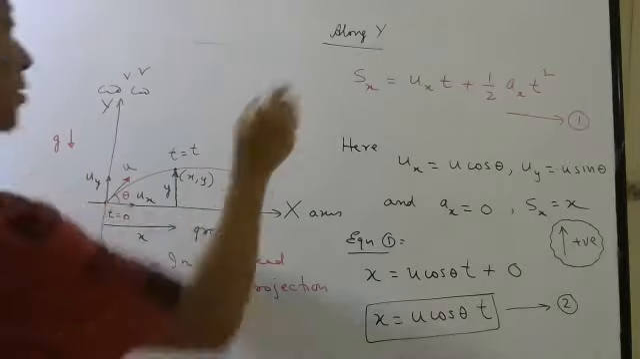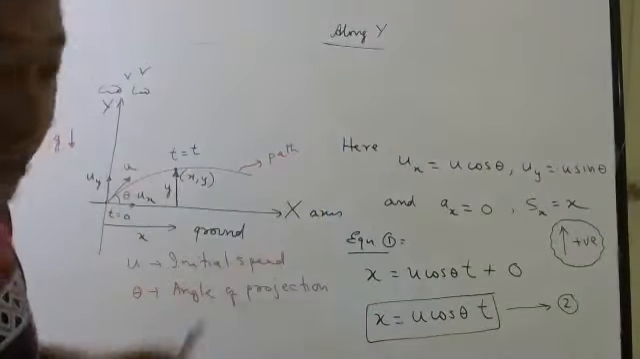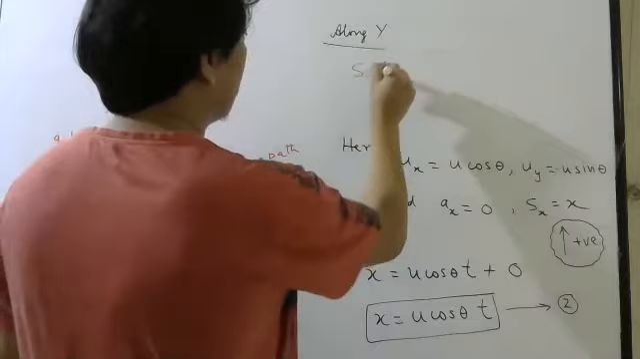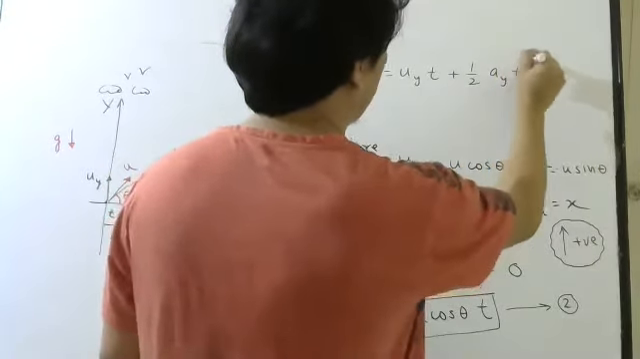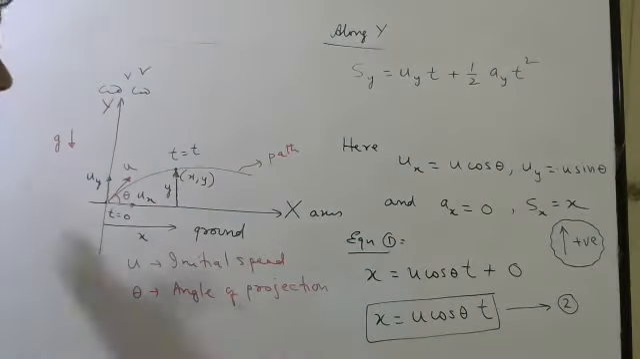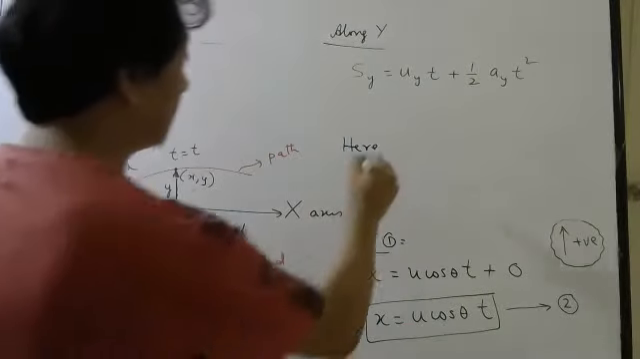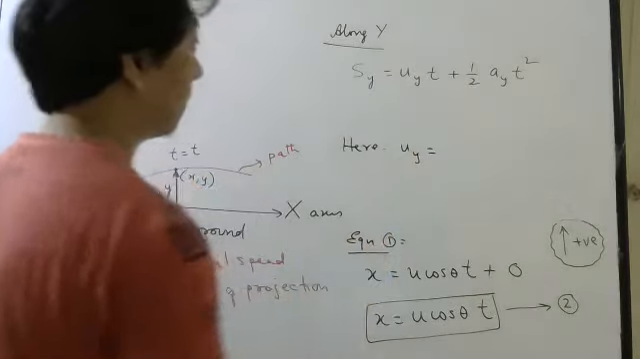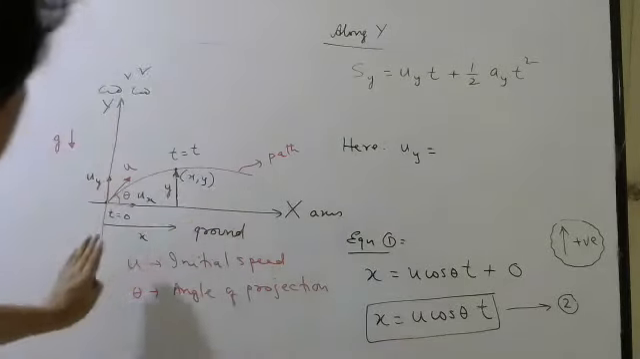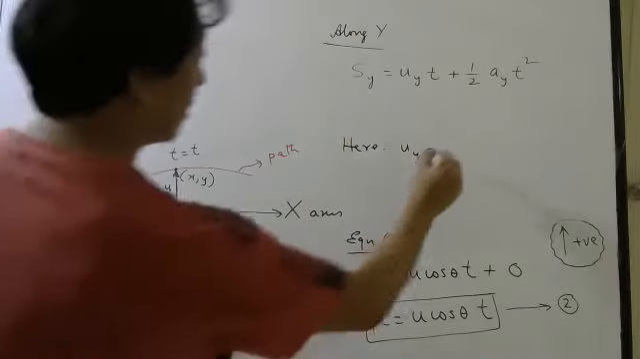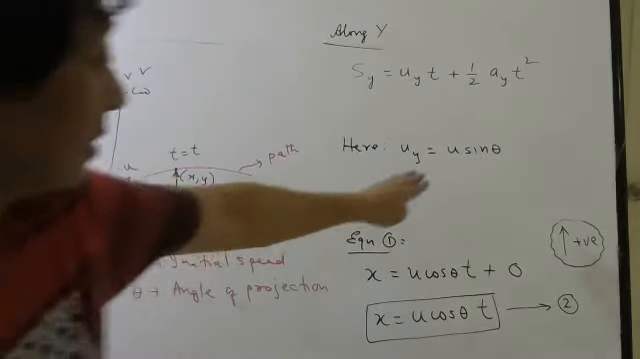Okay. So what will be the formula now? Sy will be uy t plus half ay t square. Let us find what uy is. Oh, that was ux. So this side I have taken positive and this side I have taken positive. So what is uy? U sin theta. Agree everyone on this part?